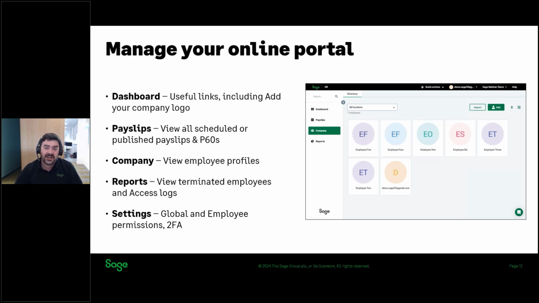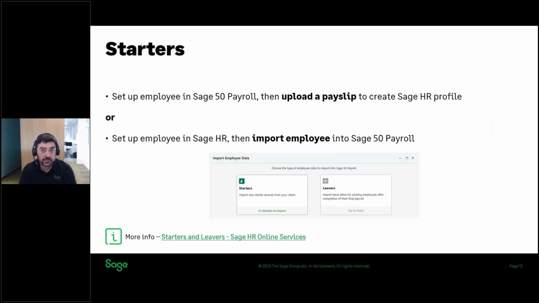What I want to talk about next up is a bit about the integration between HR and payroll. So we'll start by looking at starters. So as you know, you can create a profile in Sage HR by creating an employee record in payroll and then uploading the first payslip. But another way you could go about this is to set your employee up in Sage HR to start with, and then import those details into payroll. And that way, if you do have our core HR module, you can start to use some of the onboarding tools and set up workflows for that employee's onboarding journey.